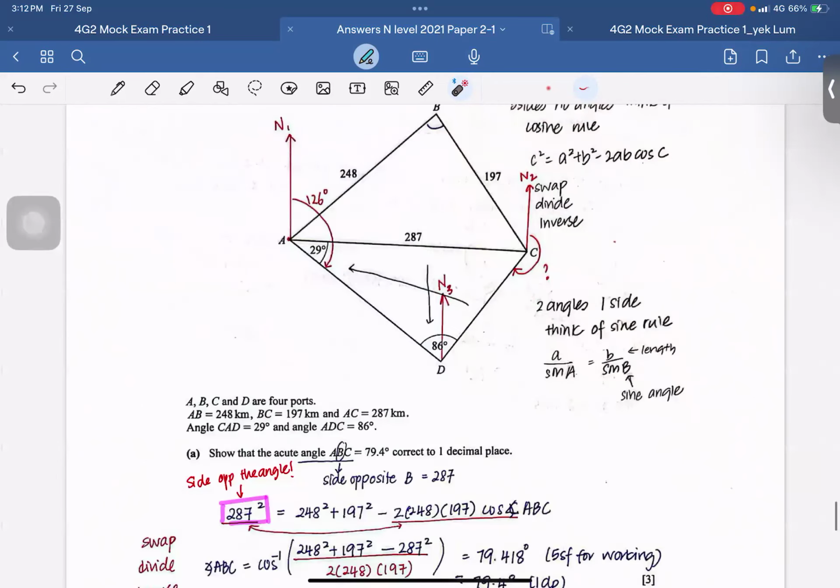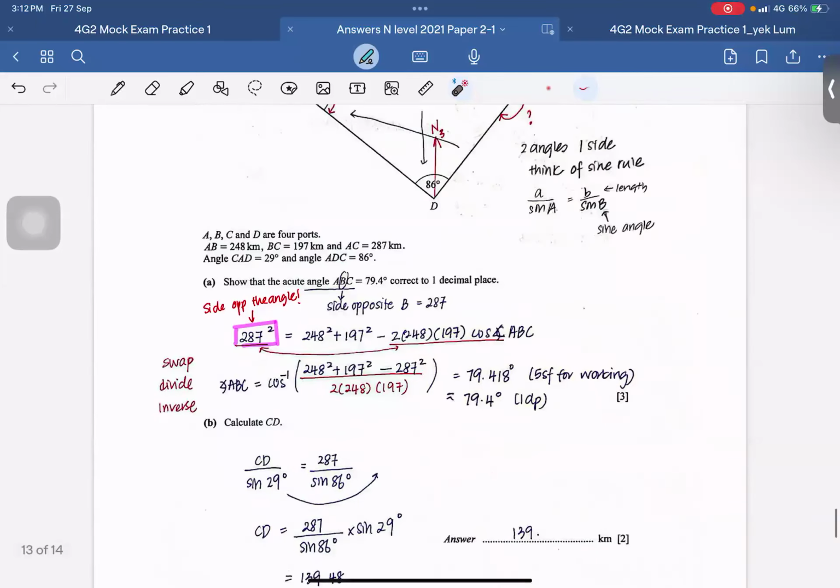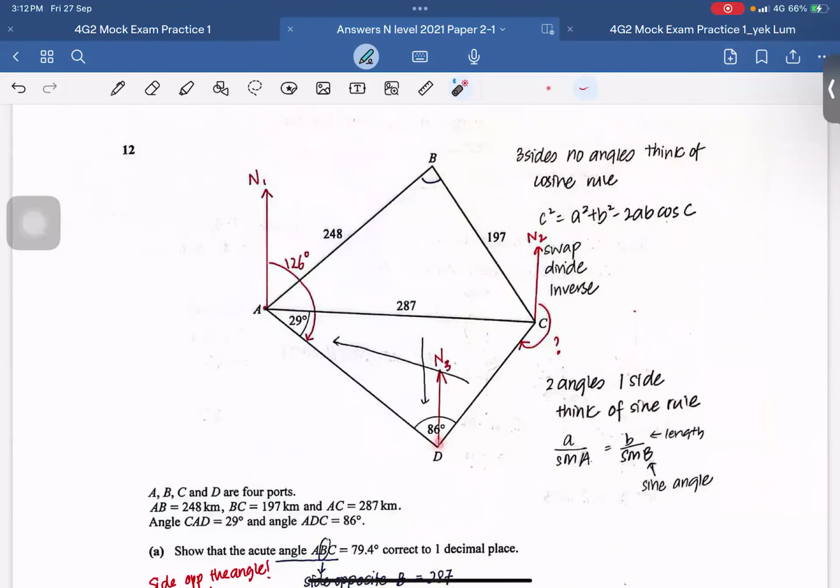Then what other angle do I need to find? The bearing of port D from C. I want the D from the C now. Okay, so what I actually do, first thing, if I know this is a pair of interior angles, I may not even need to find any angle. This one is 126. Using the interior angles, the angle over here will be how much? Can you help me? How to find this angle? What's this angle over here?